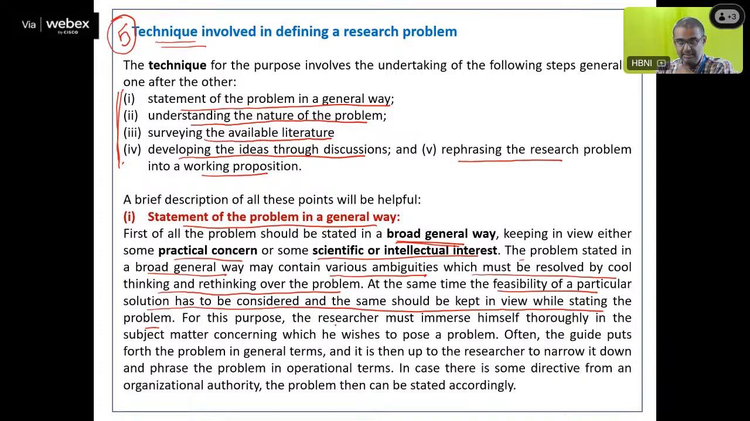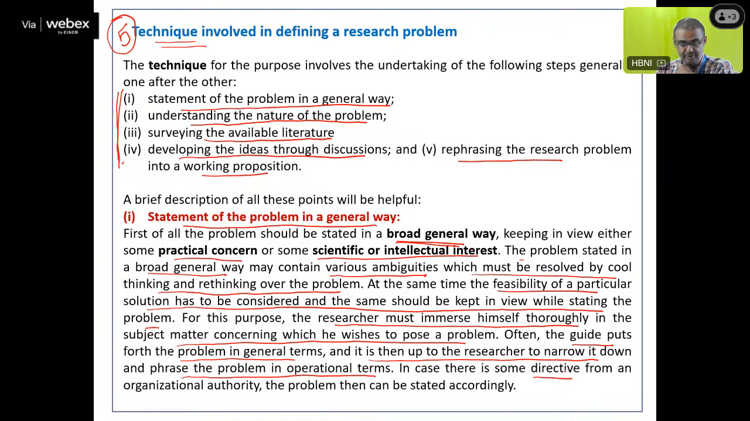For this purpose, the researcher must immerse himself thoroughly in the subject matter concerning which he wishes to pose a problem. Often the guide puts forth the problem in general terms, and it is then up to the researcher to narrow it down and face the problem in operational terms.